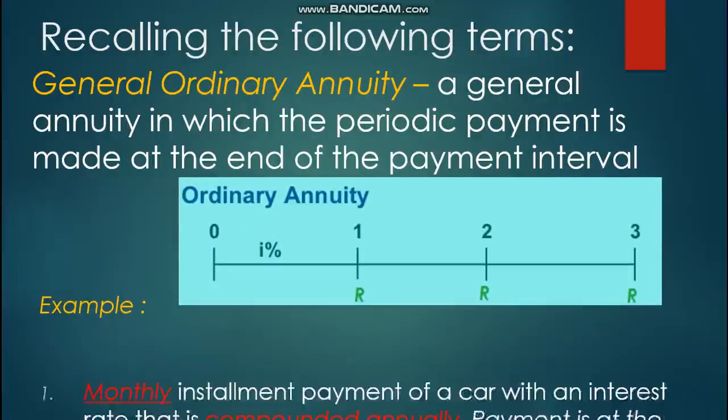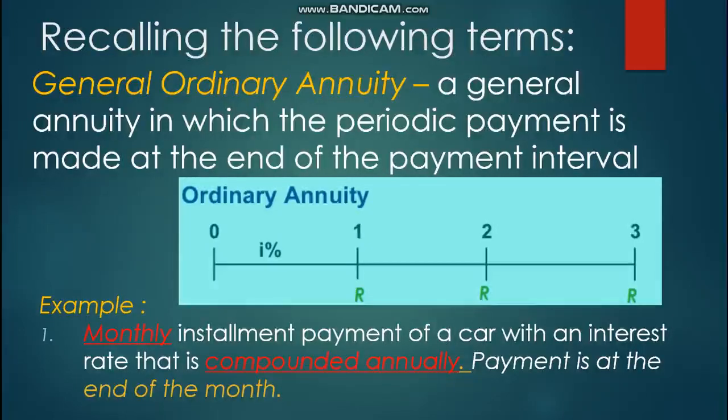Okay? For example, monthly installment payment of a car with an interest rate that is compounded annually. Payment is at the end of the month. So magkaiba ang payment interval dun sa length ng interest compounding period, siya ay general annuity. And then magbabayad ka every end of the month. So sa katapusan ng buwan, tatawagin siyang ordinary annuity. So therefore, this is an example of general annuity and ordinary annuity. Kaya tatawagin siyang general ordinary annuity. Okay?